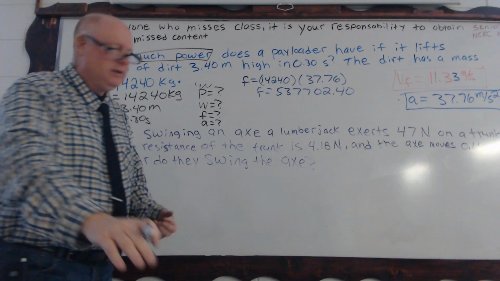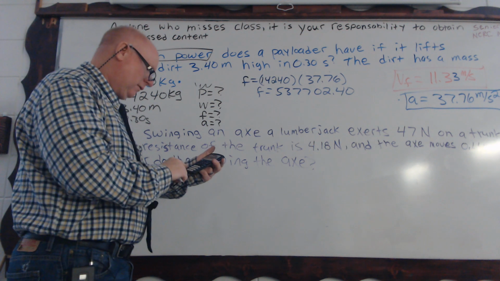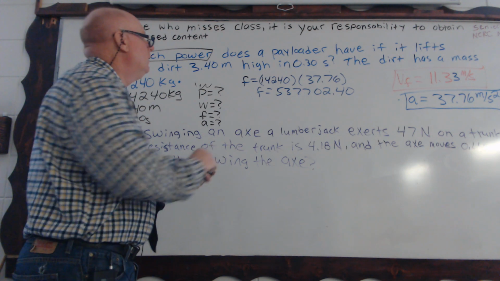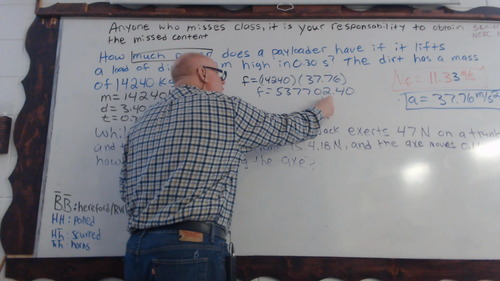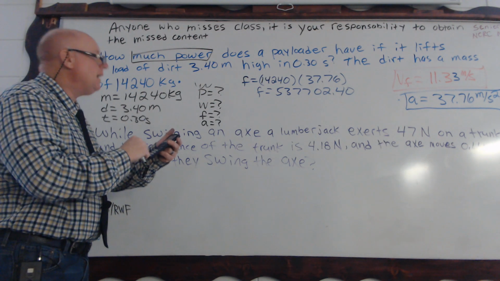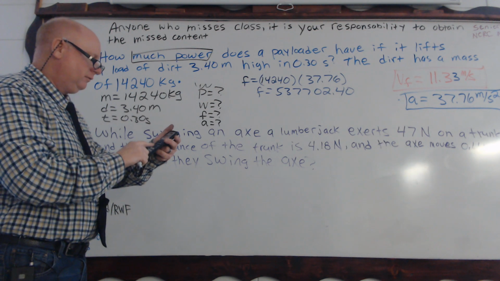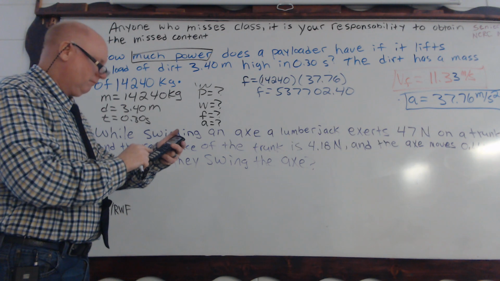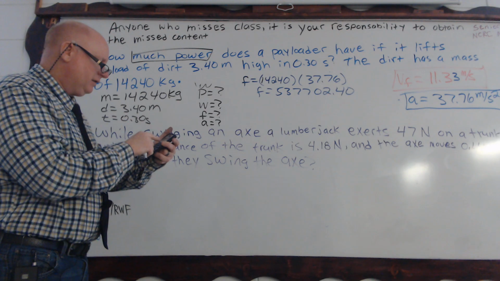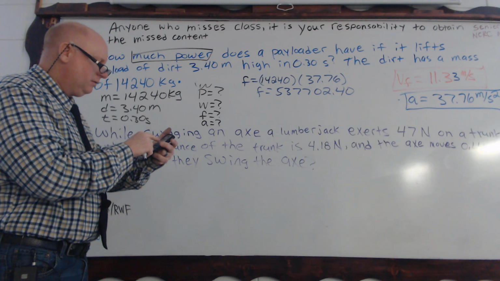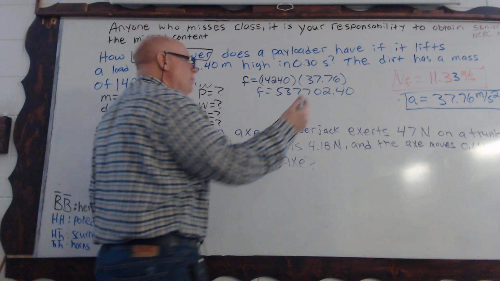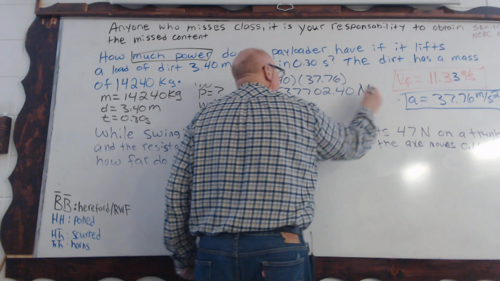537,702.4. Okay, so then I just put that 0 on at the end. I just do that by habit. 537,702 point, yeah, so that's what we get. So that's labeled in newtons now. Okay.